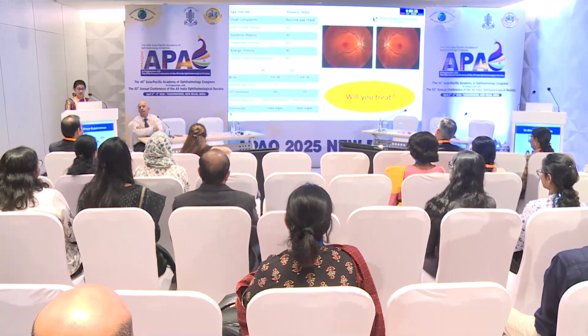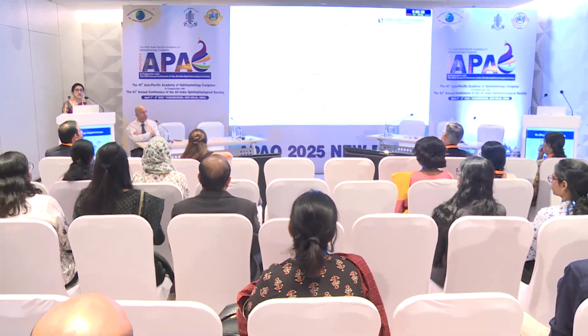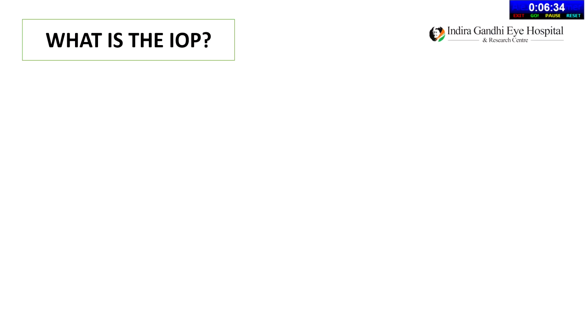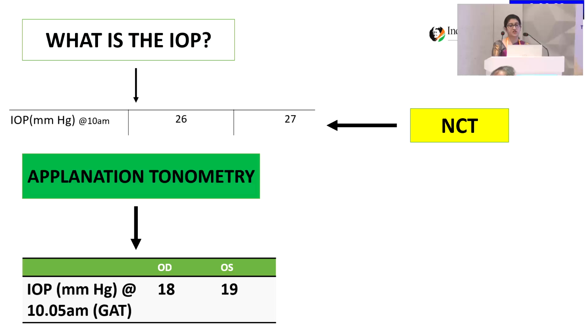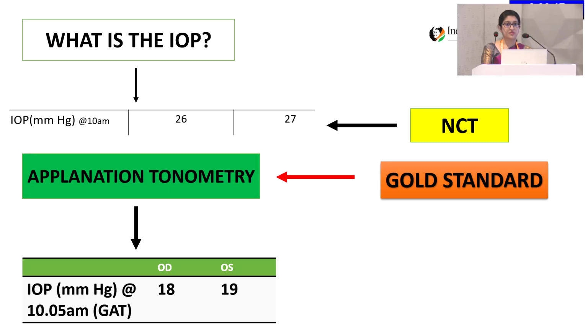Okay. So the next important thing to consider is what is the intraocular pressure in this patient? It was 26 and 27. The second important question should be, how was it measured? In this patient, it was by non-contact tonometry. And remember, when we did a Goldmann applanation tonometry, it was around 18 and 19 millimeters of mercury in both the eyes. So always try and follow the gold standard method for measuring the intraocular pressure. When you're dealing with intraocular pressure, it's not just the numbers to be considered, but the technique is also important.